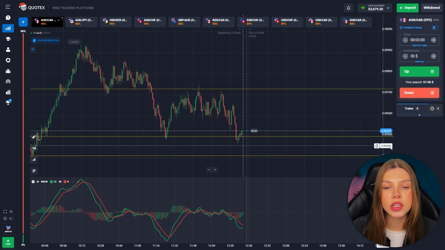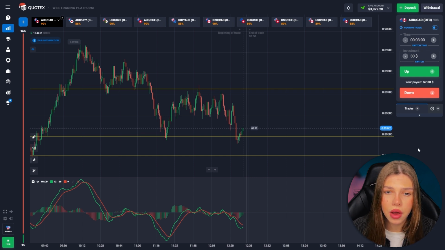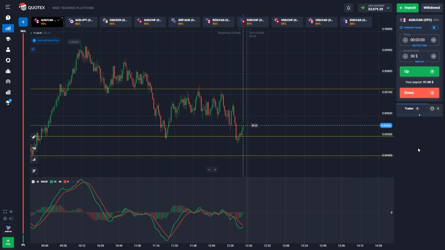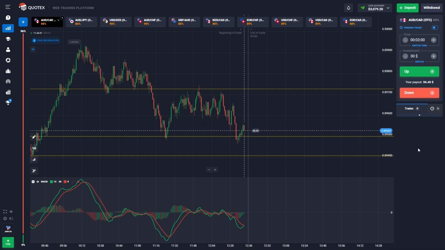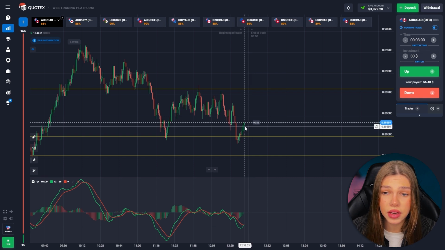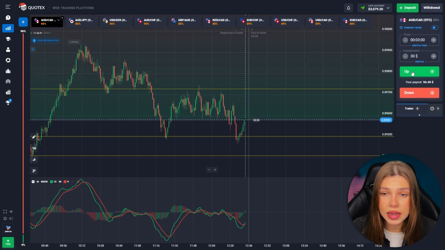Here we have an interesting moment. We had a false breakdown of the support line, and if now the indicator shows us the crossover of the moving average, that is, the green one will cross the red one, then we can open a deal on the rise. So let's wait. The crossover has almost happened. If the green closes now, we will open a trade on the upside. Expiration time is 3 minutes, so the trade is open.